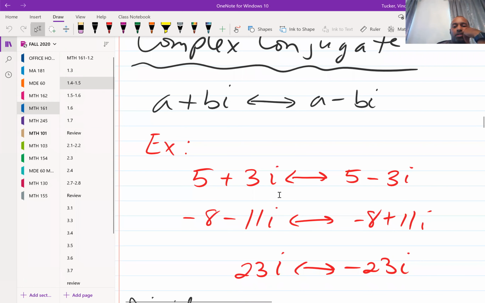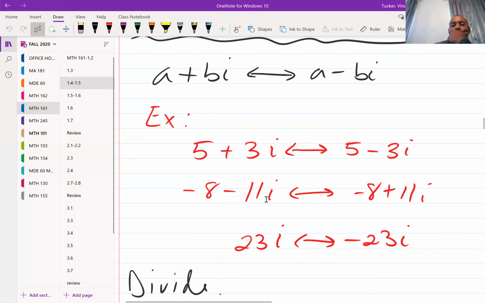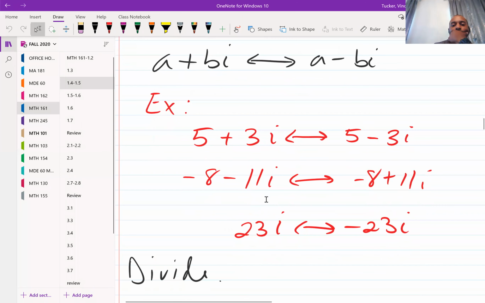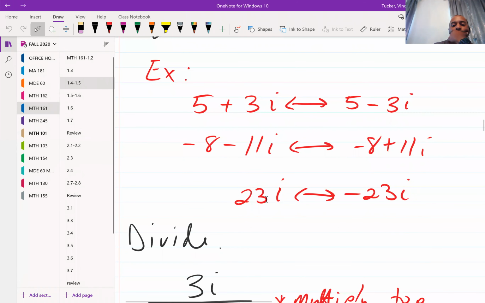So if we have 5 plus 3i, the complex conjugate is 5 minus 3i. Notice the real part stays the same. It's just the imaginary sign that changes. Negative 8 minus 11i becomes negative 8 plus 11i. Then if I just had 23i, the complex conjugate would be negative 23i. All right. Any problems with that? All right, can I scroll up?